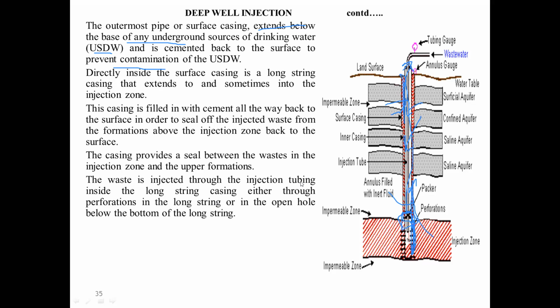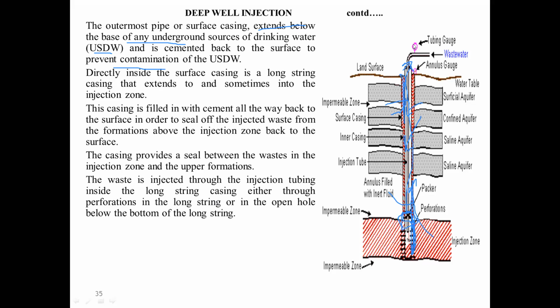The waste is injected through the injection tubing. That is what we are going to be using. From the tubing gauge, we are going to be measuring how much injection is being inserted in the area, right? From the injection tubing, we are going to be analyzing how much quantity of waste has been injected inside the long string casing, either through perforations in the long string or in an open hole below the bottom of the long string.